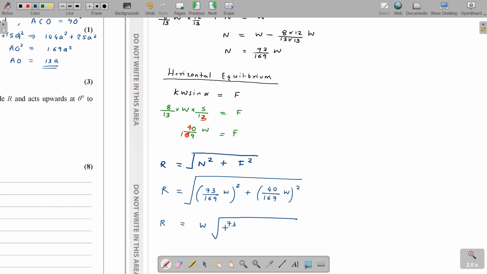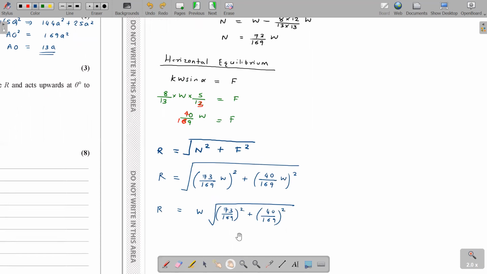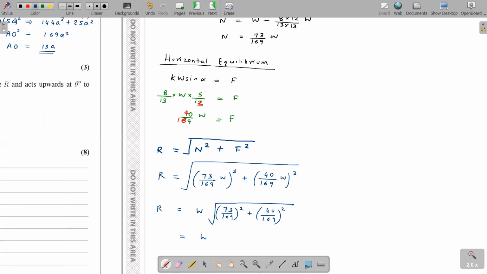73 over 169 square plus 40 over 169 square. Basically both of them have W square, so the square can come out of the bracket as a normal W, which gives us how much? This value in the calculator gives us root 41 over 13, and there's W here, so this is the R value. R is root 41 over 13 into W.